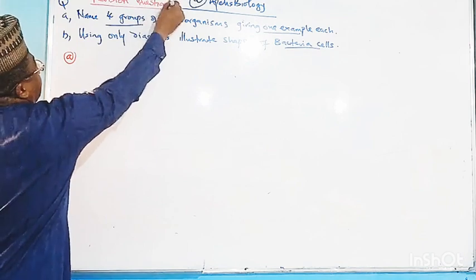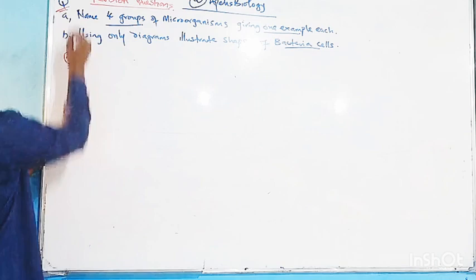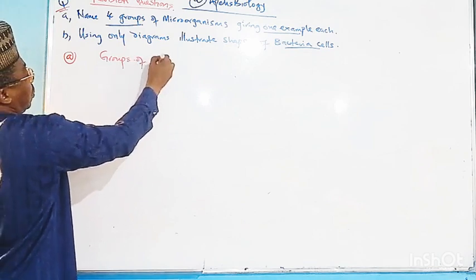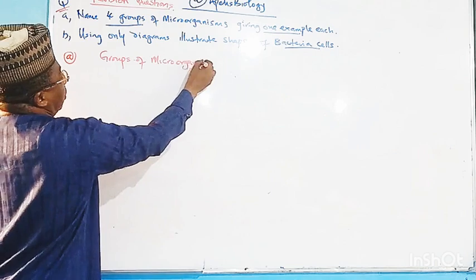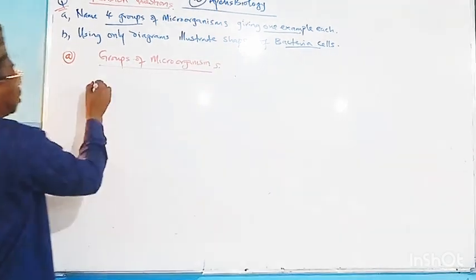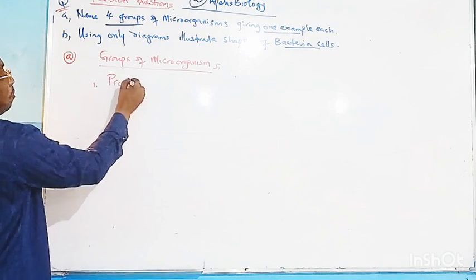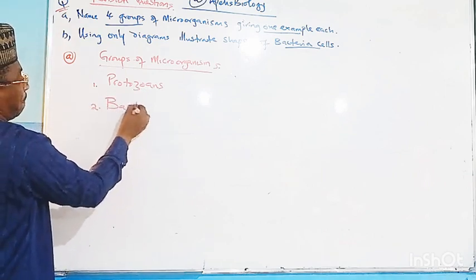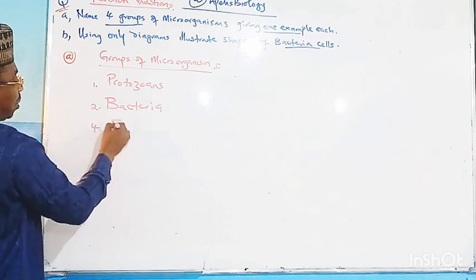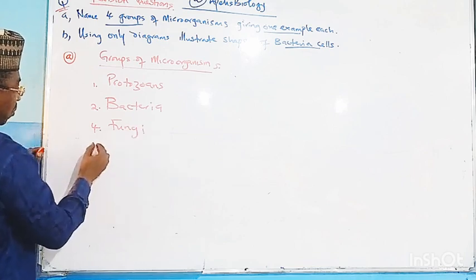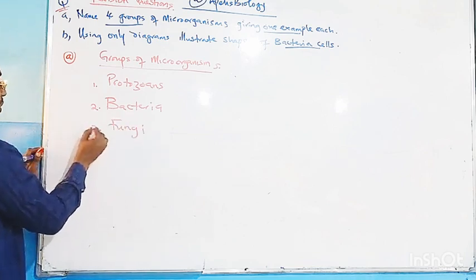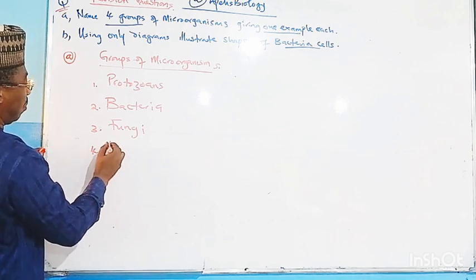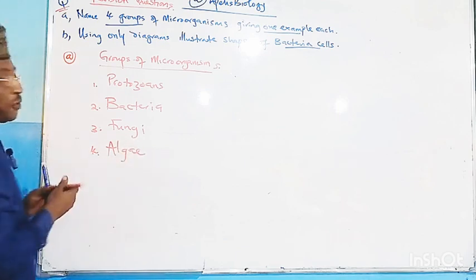The answer to question A is that the 4 groups of microorganisms, or microbes, are as follows. Let's identify the 4 groups. We have the ones called the protozoans. We have the ones called the bacteria. We have number 3, the fungi, and number 4, the algae. These are the 4 groups of microorganisms.